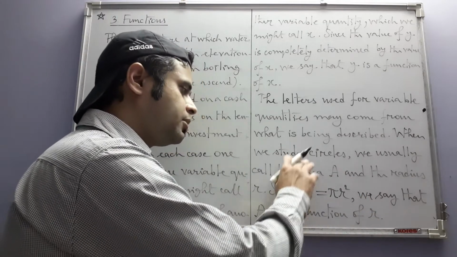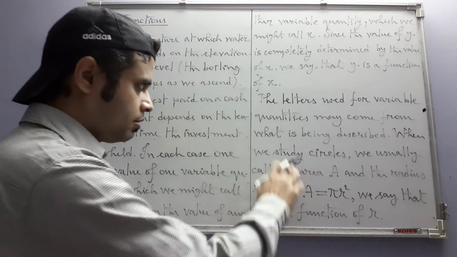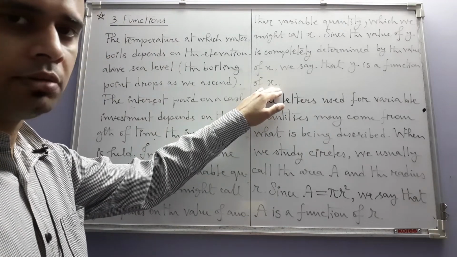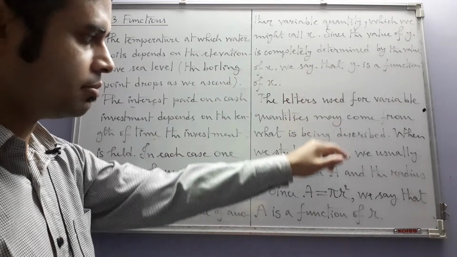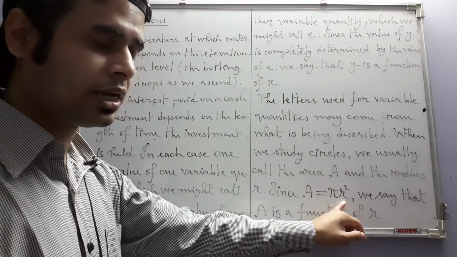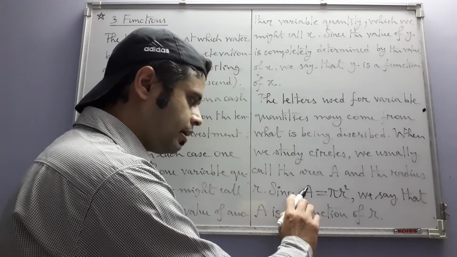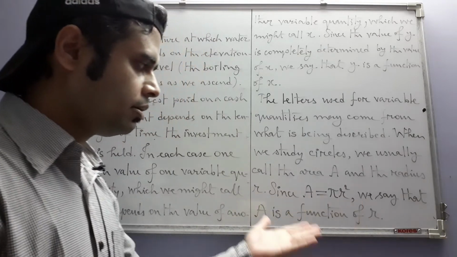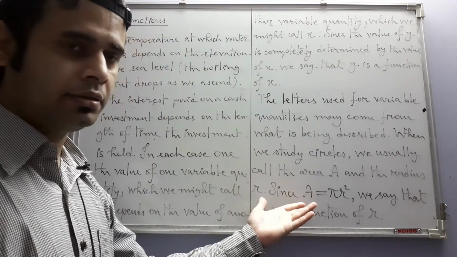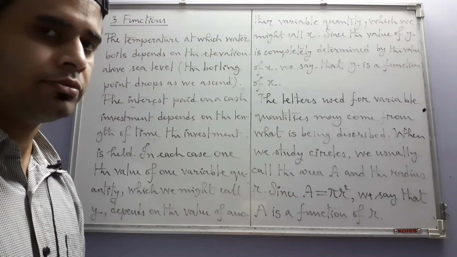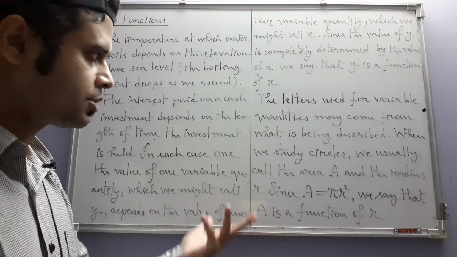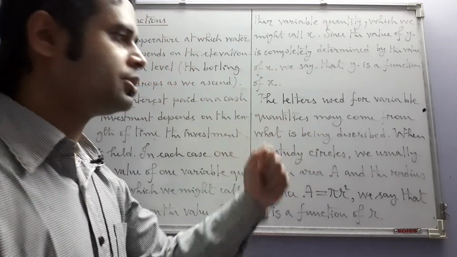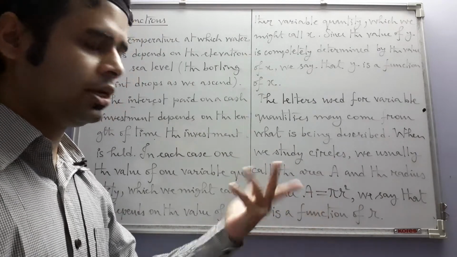The dependent variable is a function of the independent variable, and the thing we were saying about the letters is that we won't always use x for the independent variable and y for the dependent variable. This is much more natural. Of course, you can also call the area of the circle y and the radius x, but it is more natural to call the area a and radius r. It is suggestive. So other letters can also be used. That's what we mean when we say that the letters used for variable quantities may come from what is being described. Area and radius, so a and r.